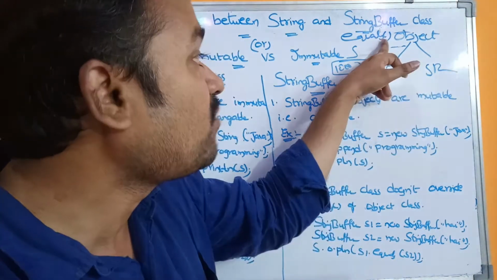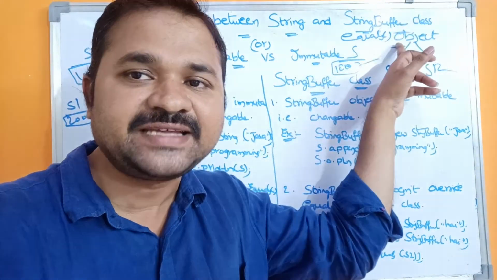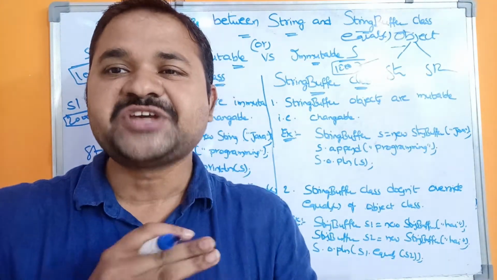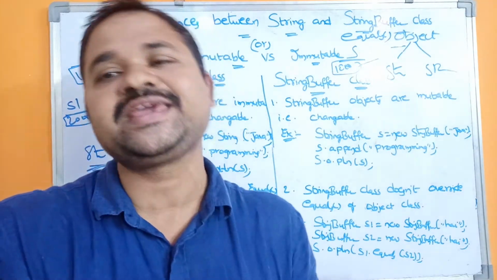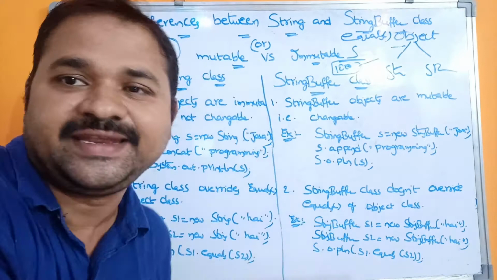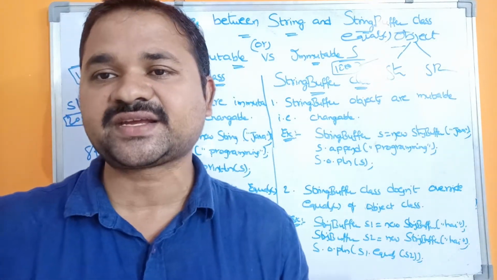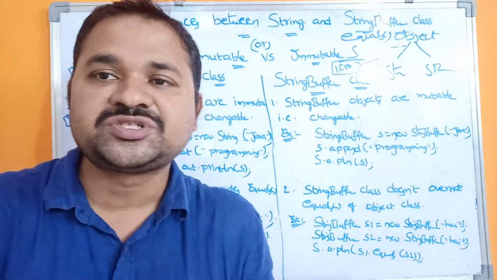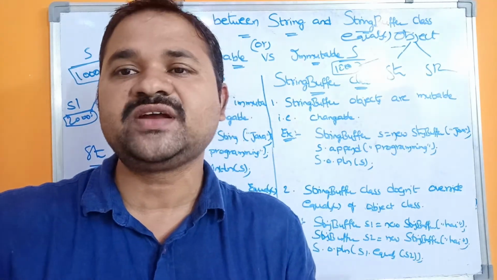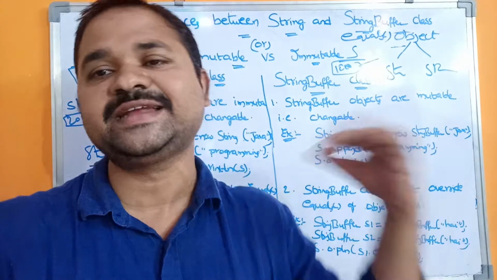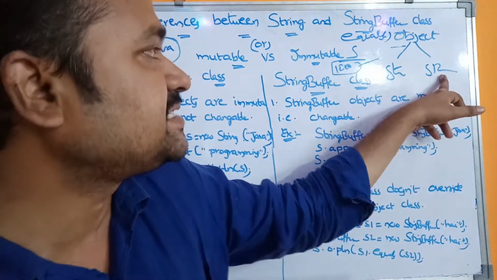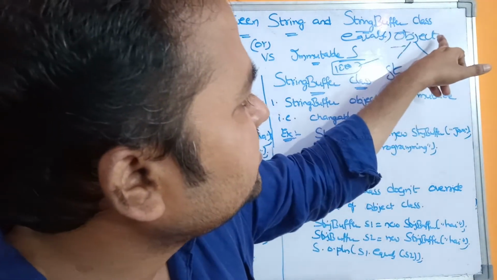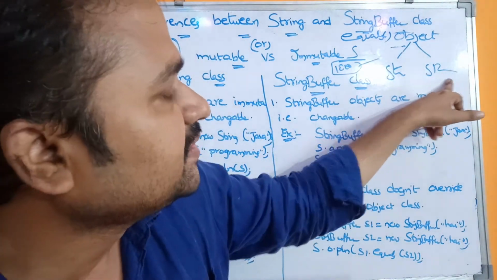Whereas the String class overrides the equals method. So the equals method is overridden by the String class. In the String class, the task of the equals method is to check whether the contents of two strings are equal or not, instead of references. If the contents of two strings are equal, then it returns true. If they are not equal, then it returns false. Whereas the StringBuffer class doesn't override the equals method. So directly the equals method, which is present in the Object class, will be available in the StringBuffer class.